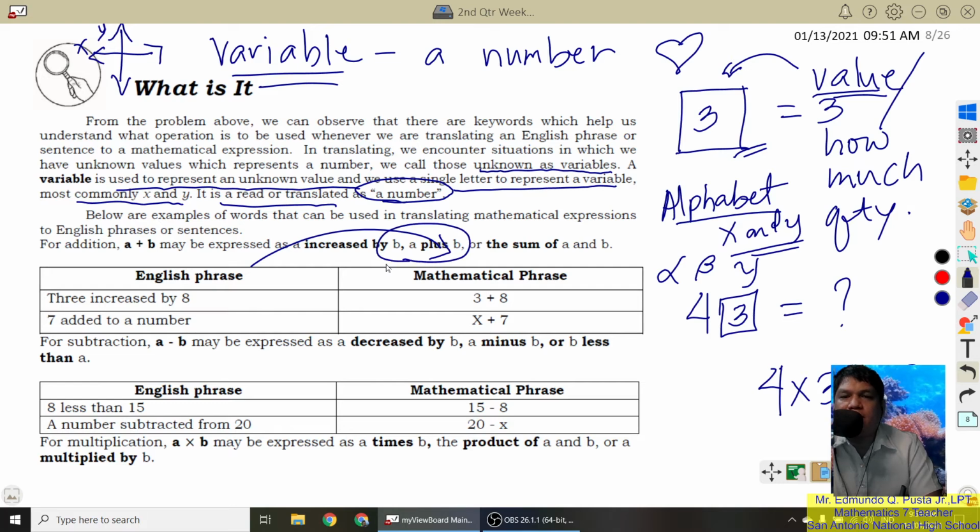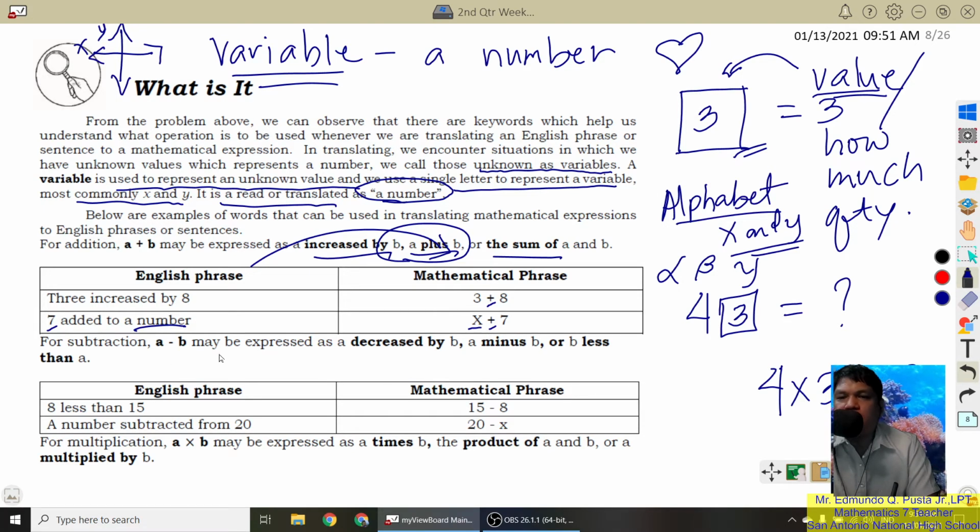Okay, so we have increase by, plus, and the sum of to represent what? Addition. Okay? So, 3 increased by 8 means 3 plus 8. Okay? 7 added to a number will be x plus 7. So, we have a number represented by x and the number 7.